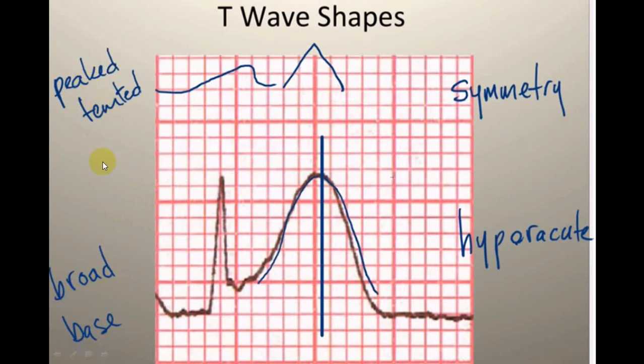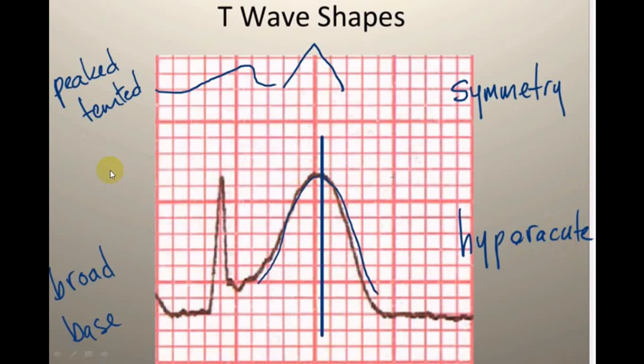So tented, broad base, and whenever it is tented, the first part is longer than the second part, so it is asymmetrical. And with that, if it is taller than the R wave, or equal to the R wave, or even more than 50% of the R wave, or half of the R wave, we call it hyperacute. And whenever all these 4 criteria are met, that is, if it is tented, asymmetrical, with a broad base, and hyperacute, it is in favor of acute myocardial infarction, or hyperacute MI.